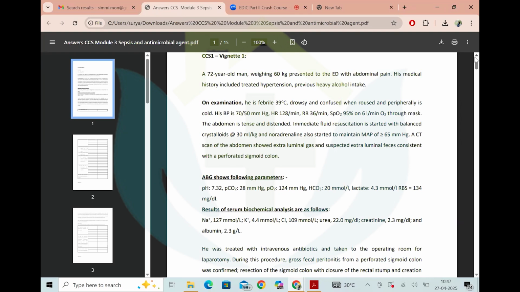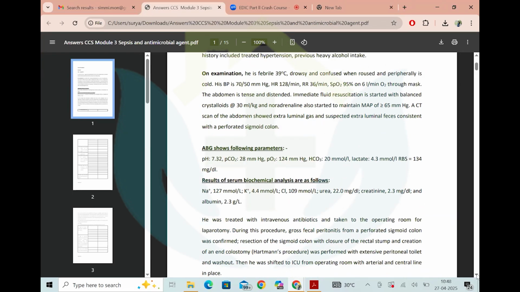Okay, so what is the diagnosis? It shows normal anion gap metabolic acidosis with acute kidney injury. I don't think that's how we have to attempt the diagnosis, like a finding of ABG. You say the diagnosis is septic shock secondary to intra-abdominal perforation peritonitis. So septic shock secondary to perforation peritonitis is how we have to answer as the diagnosis.